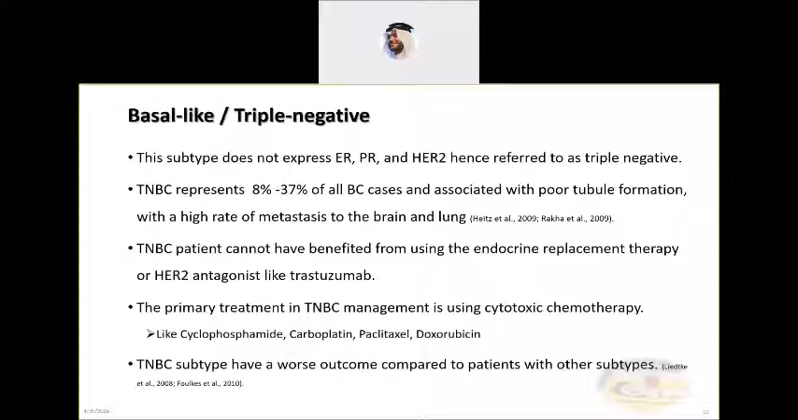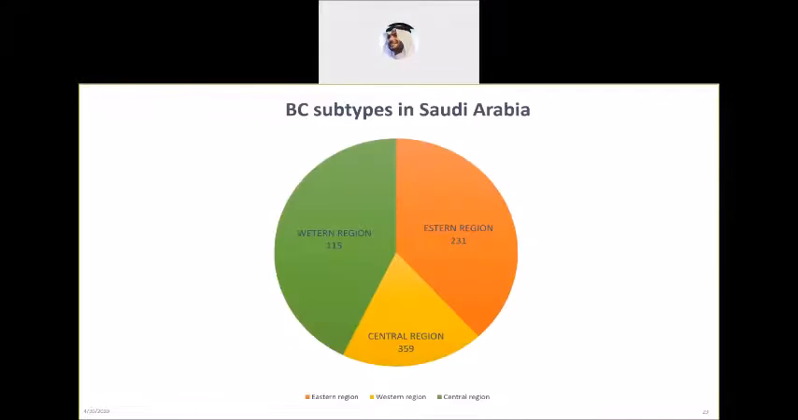In fact, the patient with triple negative cannot benefit from the use of endocrine replacement therapy or a HER2 antagonist like trastuzumab, and the primary treatment for those patients is cytotoxic chemotherapy like cyclophosphamide, ifosfamide, carboplatin, or doxorubicin. And this subtype has the worst outcome compared to the patients with the other subtypes.